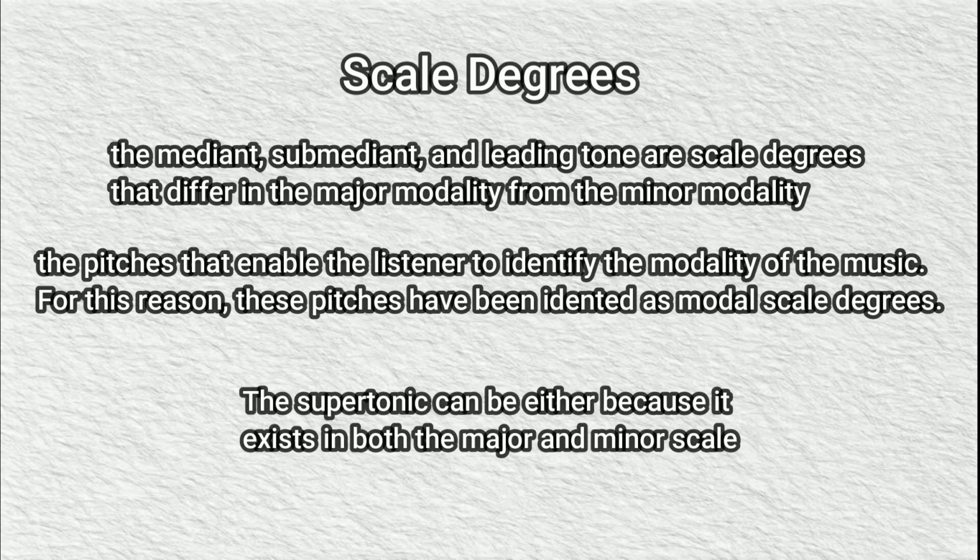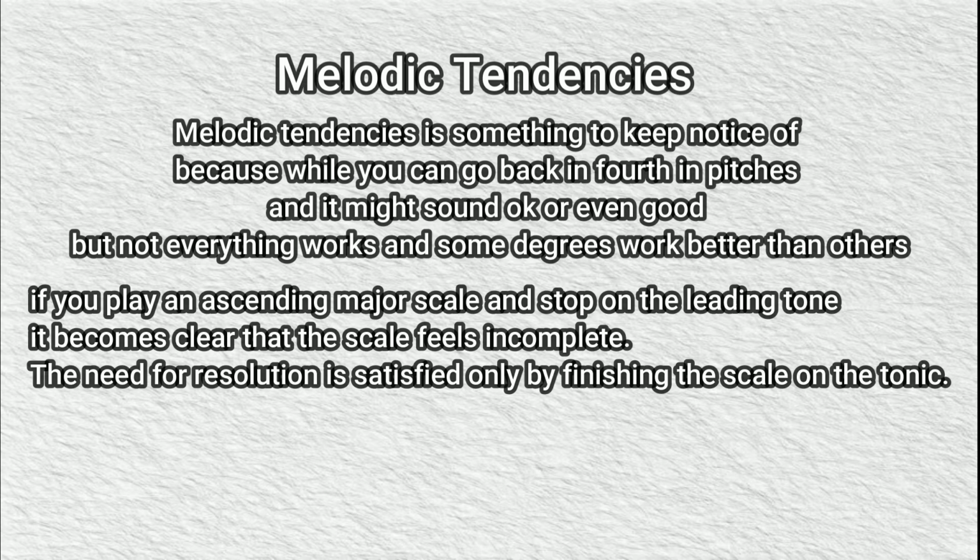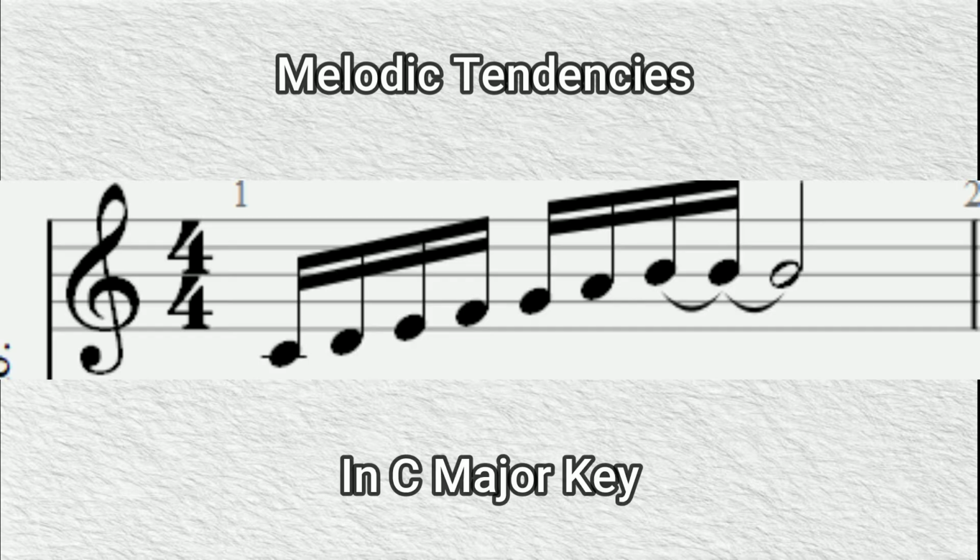The supertonic can be either, because it exists in both the major and minor scale. Melodic tendencies is something to keep notice of, because while you can go back and forth in pitches and it might sound okay, or even good, not everything works, and some degrees work better than others. For example, as I mentioned earlier, if you play an ascending major scale and stop on the leading tone, it becomes clear that the scale feels incomplete. The need for resolution is satisfied only by finishing the scale on the tonic. Here's an example.